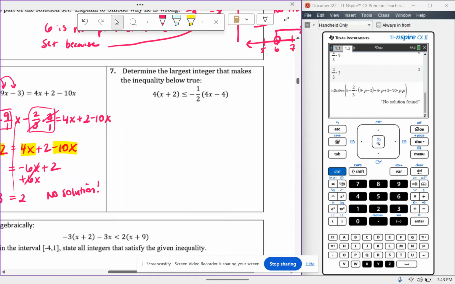Question 7, determine the largest integer. Okay, so when they ask me about determining the largest integer or commenting on numbers in the solution set, I'm going to solve this inequality, and then I'm going to graph it on a number line, and then I can use my number line to make sure I get the answer right, okay? So I have gems. I'm going to do my groupings. Then I'm going to do my groupings.